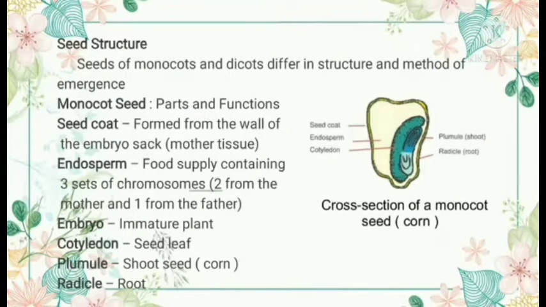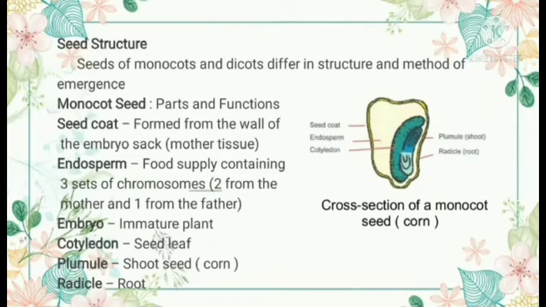Seed structure. Seeds, monocot and dicot, differ in structure and method of germination. Monocot seed parts and functions: the seed coat is formed from the wall of the embryo sac or mother tissue. Endosperm is the food supply containing three sets of chromosomes, two from the mother and one from the father. Embryo is the immature plant. Cotyledon is a seed leaf. Plumule is the shoot. An example of it is the corn.